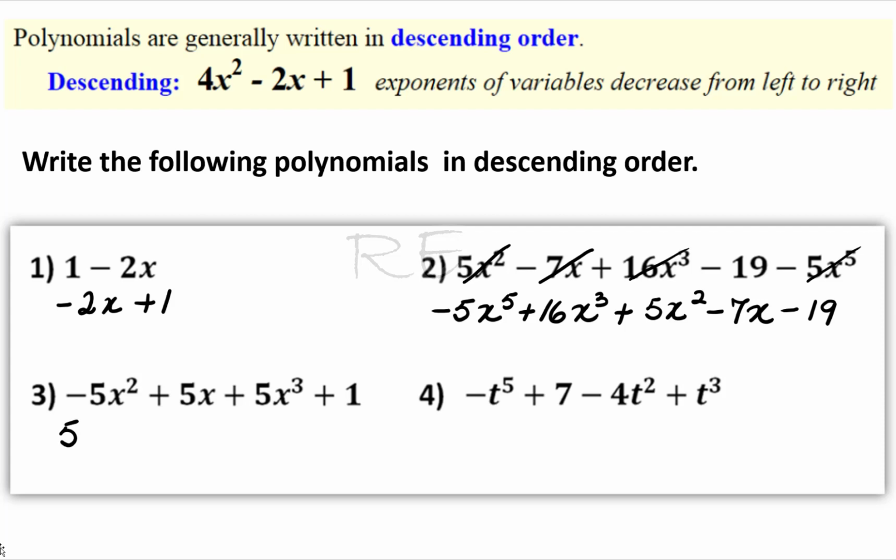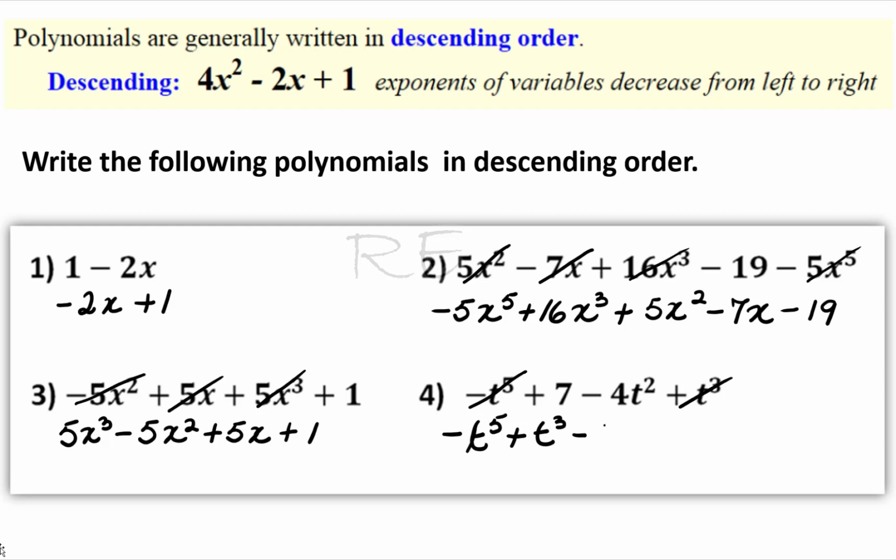Highest exponent is x cubed, 5x cubed. Second highest, x squared, negative 5x squared. Then x to the 1st, plus 5x to the 1st. Then the constant, 1. Negative t to the 5th is the highest, followed by t to the 3rd, followed by negative 4t to the 2nd, plus the constant, which is 7.